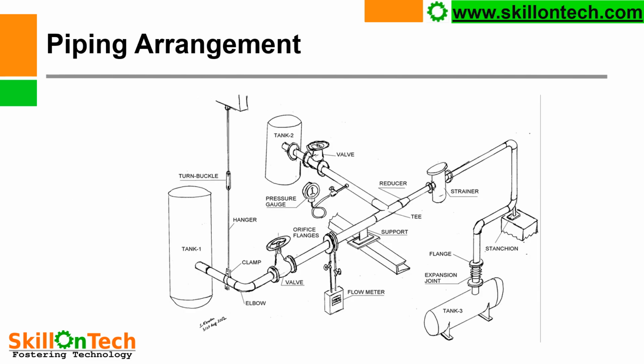So let us see a piping arrangement. Here you can see in this picture, there is a pressure gauge. Some tanks are installed, tank 1, tank 2. Some valves are shown in the pipeline. Pressure gauges are shown in the pipeline. Expansion joints are shown in the pipelines. Stanchions are shown in the pipelines where supports are provided. So this is a piping arrangement which is shown in a general arrangement.